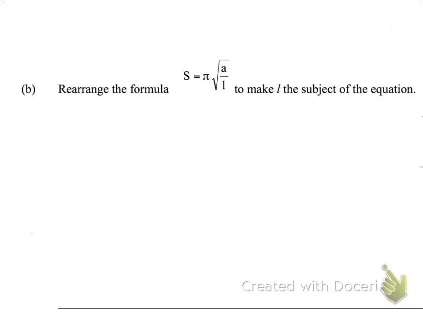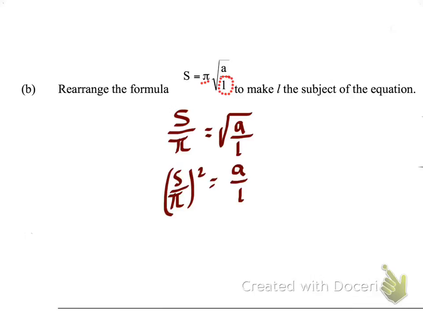So for question B, we want to make this the subject of the formula, so we get rid of the times pi, and then we'll get rid of the square root sign. We're doing change sign. To get rid of the square root, square is the opposite. Now because there are no pluses or minuses, we can just flip both sides upside down, or we could times by L and divide by S pi over all squared.